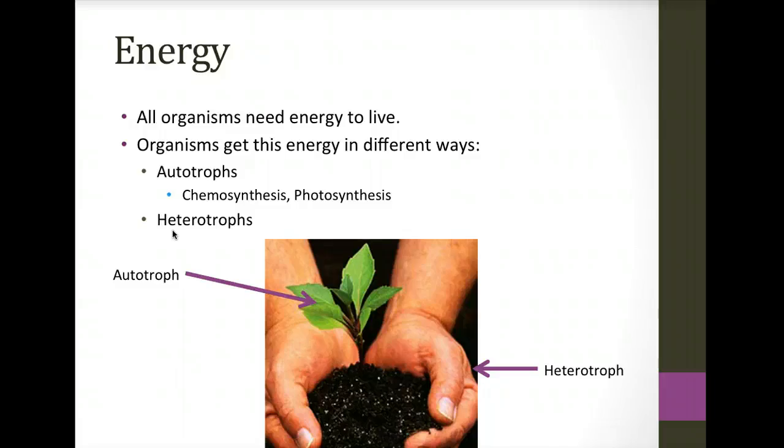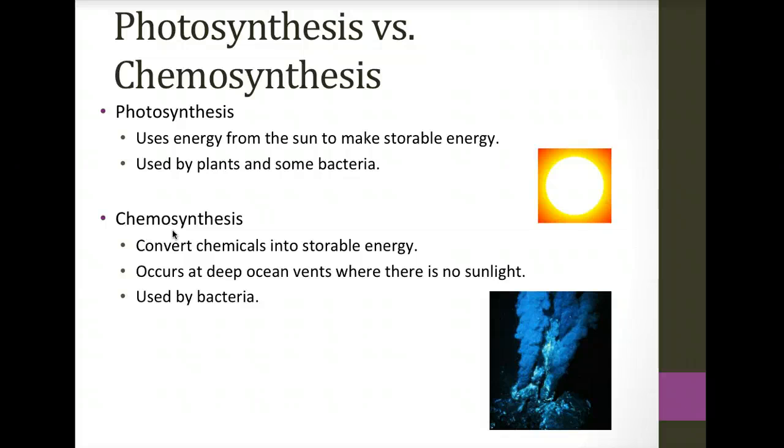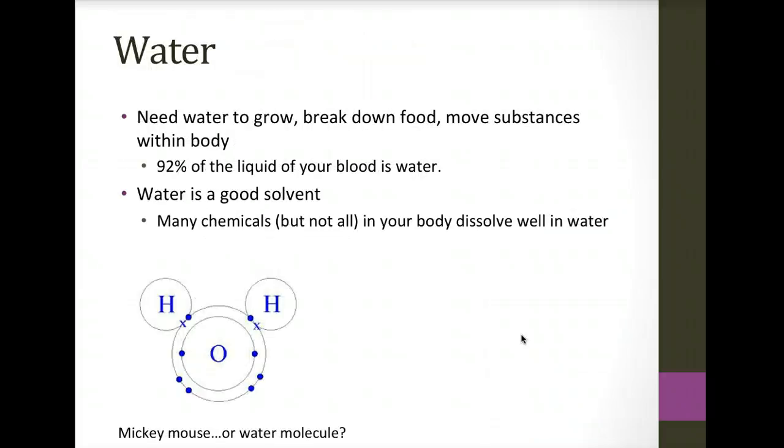All right. And a little bit more about chemosynthesis and photosynthesis. Photosynthesis, as you know, is using energy from the sun to make energy or to make food for plants. Chemosynthesis uses chemicals to make energy. Most of the time you see that happening, as you see in this picture, down below the ocean, at deep sea vents where there's no sunlight, and so the bacteria down there, because there's no sunlight, have adapted to using chemicals to create their own energy. So that's chemosynthesis.